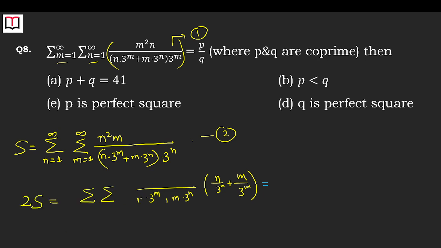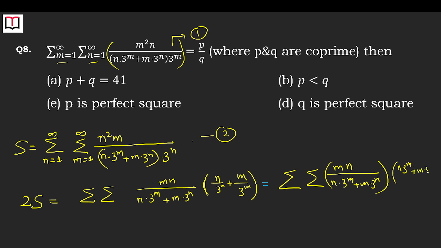So it's n times 3 raised power m plus m times 3 raised power n. Take the LCM in this here. So mn upon n into 3 raised power m plus m into 3 raised power n, and then after taking LCM, n into 3 raised power m plus m into 3 raised power n upon 3 raised power m into 3 raised power n. That's it. So yeah, now we got it.